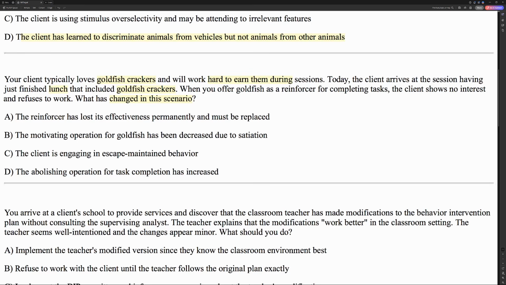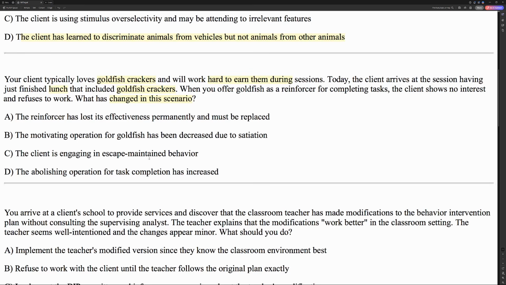So let's find it. A, the reinforcer has lost its effectiveness permanently. It must be replaced. Well, no, they still love goldfish. They ate them at lunch. The value has just dropped because they've already had them today. B, the motivating operation for goldfish has been decreased due to satiation. Sure, they've already had their goldfish. They might not want them anymore, so what's the reason to work to earn them when they've already gotten them today? So we want to be careful about satiation.